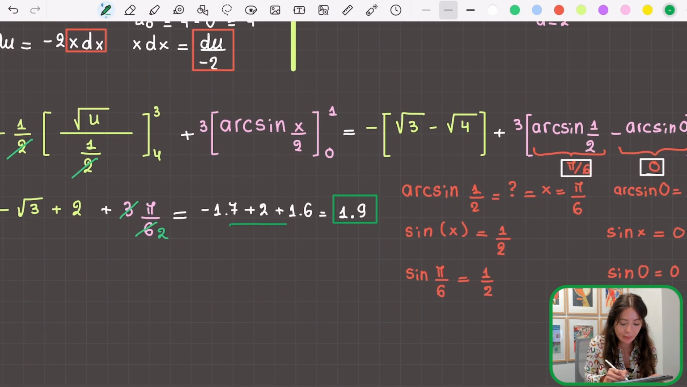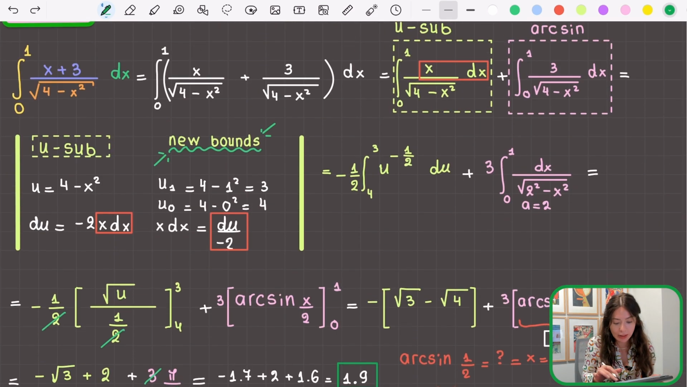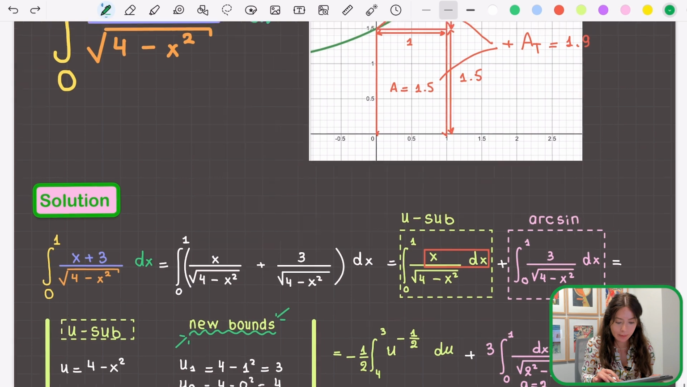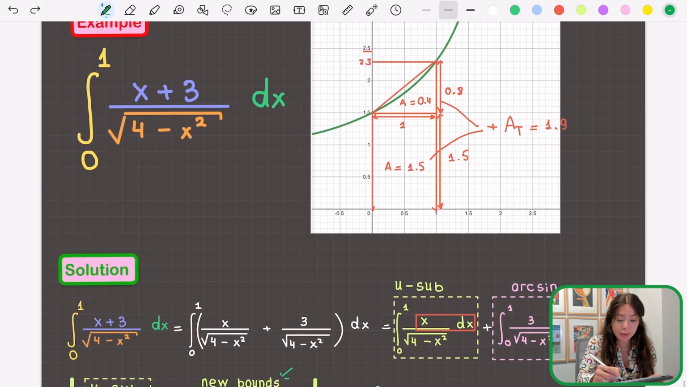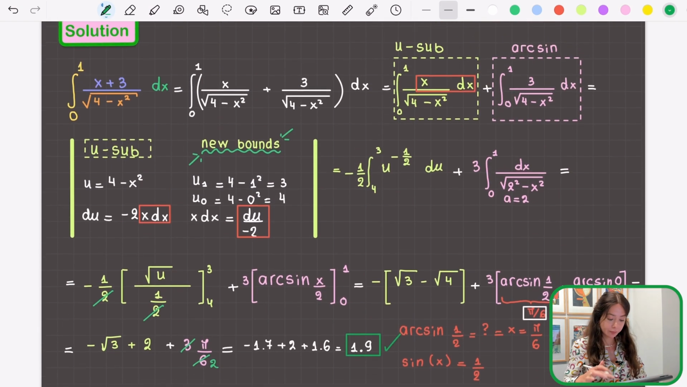However, if you get more sig figs here, if you use a calculator to calculate square root of 3 and pi over 2, you will get an answer that's not exactly 1.9. You'll get a more precise number. But we were able to estimate this with great accuracy, not precision, accuracy.